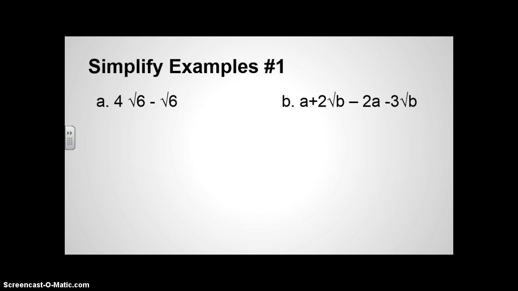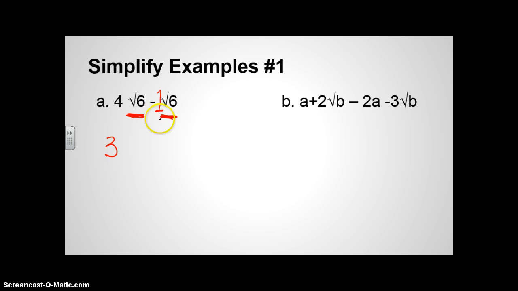So let's look at A right here. We have 4 times the square root of 6 minus the square root of 6. The first thing we need to do, looking at this problem, is see if we have like terms. And if we do have like terms, we need to combine those like terms. Notice my like terms are the square root of 6 and the square root of 6. And then I have values outside of my square roots. Here I have 4 minus, we can put in a 1 right here to help us with solving this. So when we combine like terms, we can subtract 4 minus the 1 to get 3.